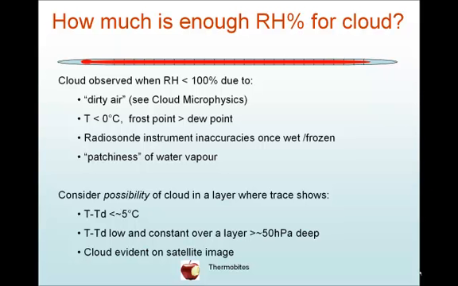So what we do then is consider the possibility of cloud in a layer where the trace shows a dew point depression of less than about 5 degrees Celsius. And in particular, you want the dew point depression to be low and constant over a large layer, about 50 hectopascals or greater. And of course, finally, you never do any of this without consulting a satellite image as well. So you're trying to have a consistent picture from multiple sources of information.